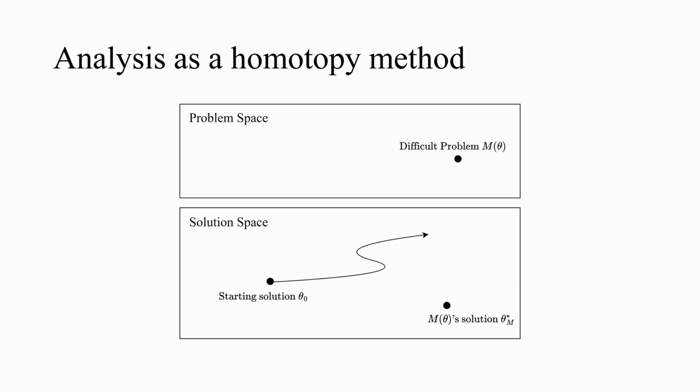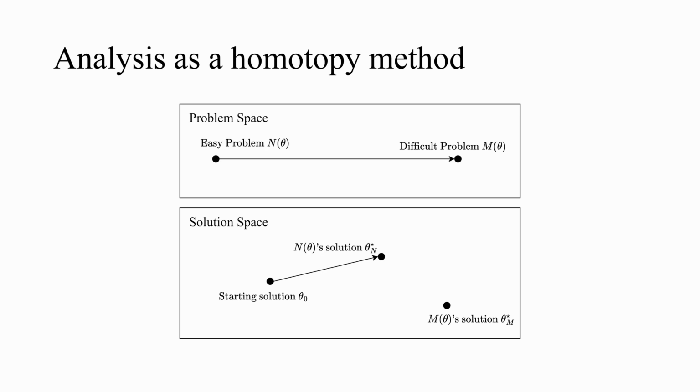We explain our method in the context of homotopy methods, which are a principled way to solve hard problems. Let m of theta be our hard problem. We define an easy problem, n of theta, and a way to deform n of theta into m of theta. By taking small steps along this path and solving the problem at each step given the previous solution, we can reach the solution to the hard problem.